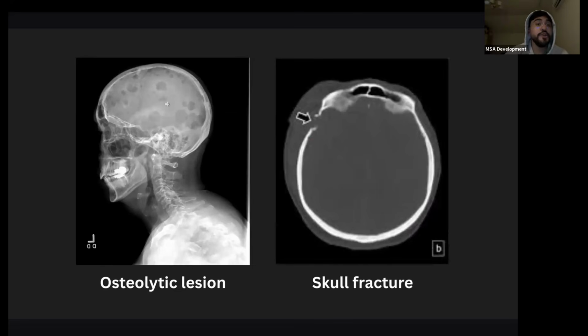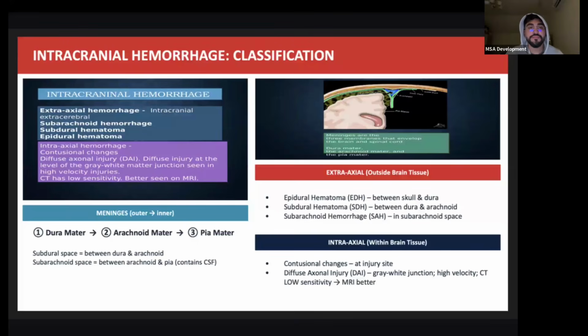An osteolytic lesion is basically when the bone eats itself up, right? Osteolysis. This is in a patient who has multiple myeloma, and this is how an osteolytic lesion will appear. A skull fracture right here: first of all, we localize it. It's somewhere around the temporal area, and it's a fracture. You can see it's like a straight cut.